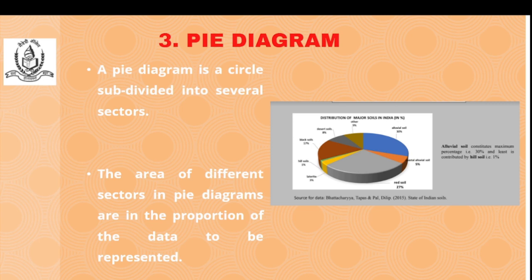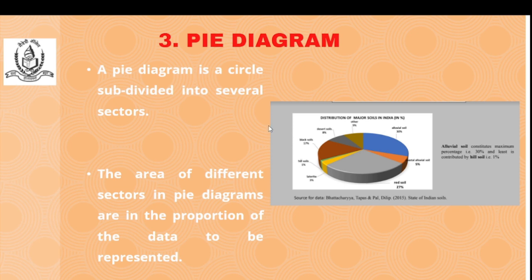form of rectangular bars, but here in a pie diagram, the pie is circular in nature, and this particular circle is being divided into several subparts or sectors which are representing the different parts or the different components of the data.